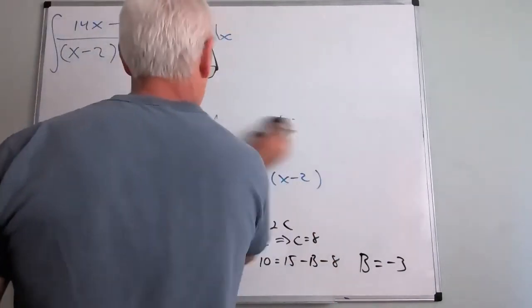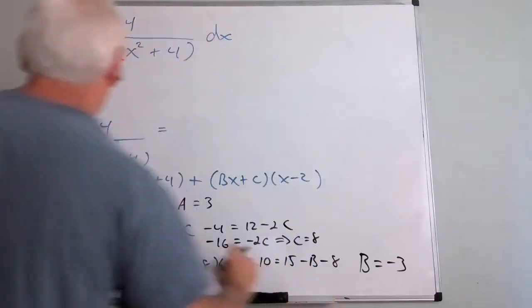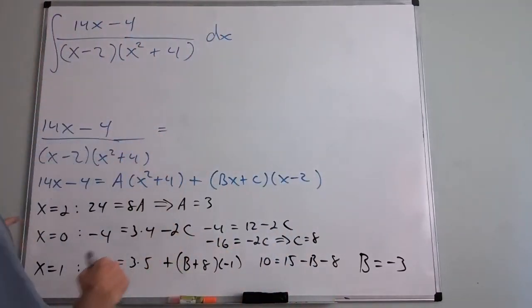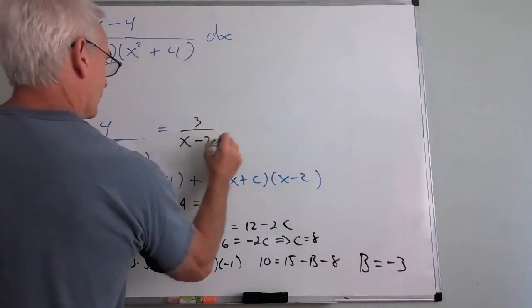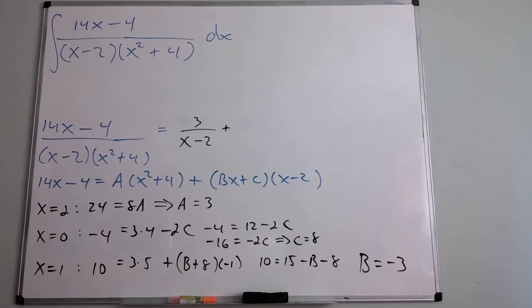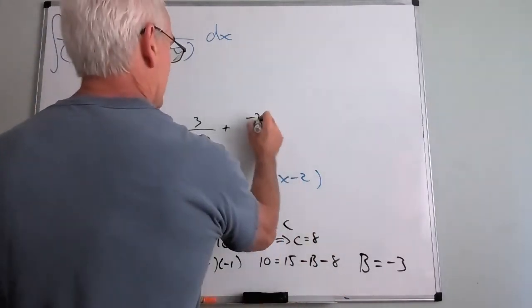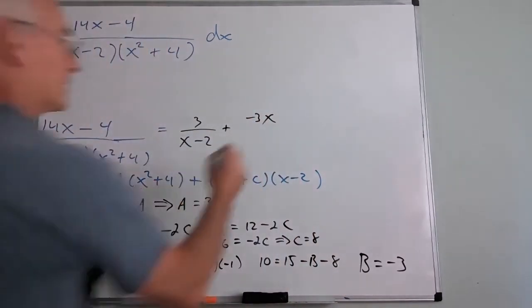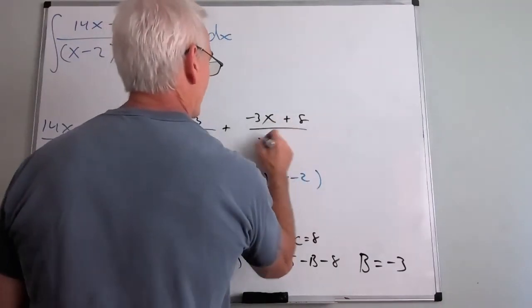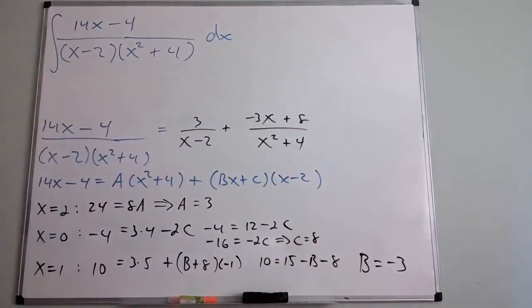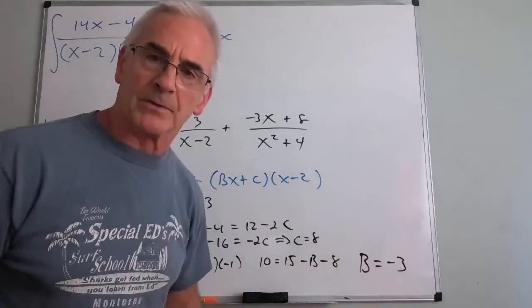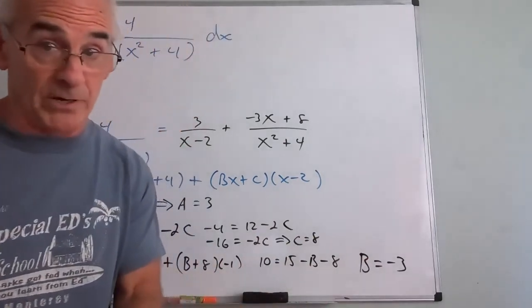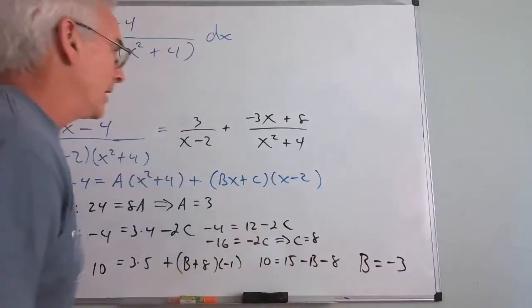Because I'm going to run out of room, I'm going to rewrite this now. Where was our, here it is. So I've got 3 over x minus 2 plus -3x plus 8 over x squared plus 4. Wow. But you notice the algebra was still pretty low level. This was not complicated. It wasn't short and sweet because I had to solve for 3 values.